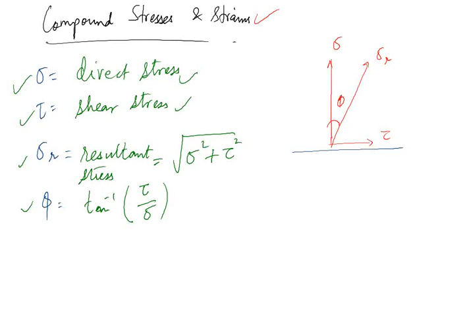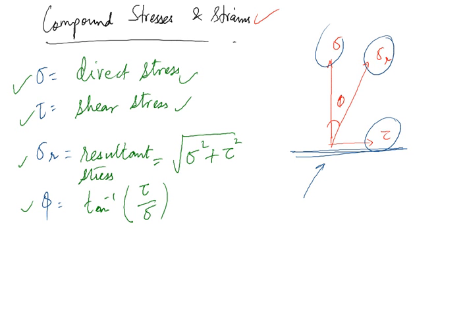But in most of the cases we have both direct stresses and shear stresses. This means both of them are acting at one single plane at a particular instant of time. For example, if you look at this section, on this section you have tau also and you have sigma also. Now due to both of these you will have a resultant stress acting across this plane.